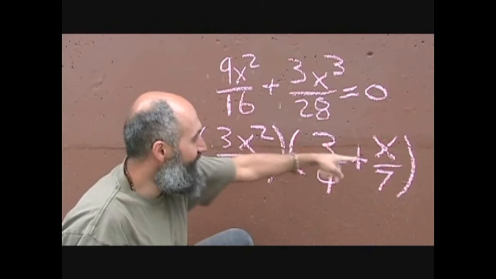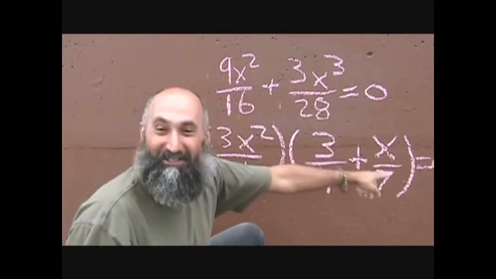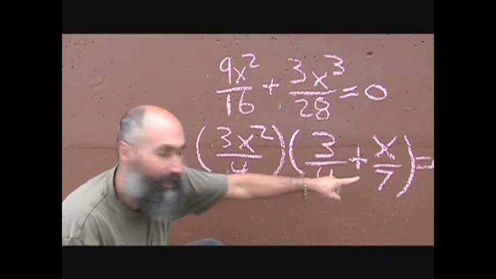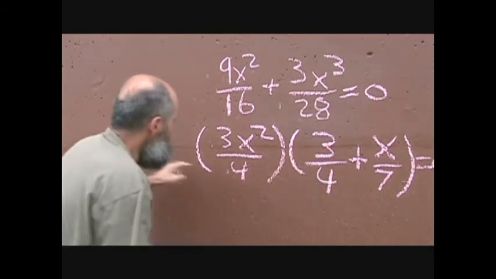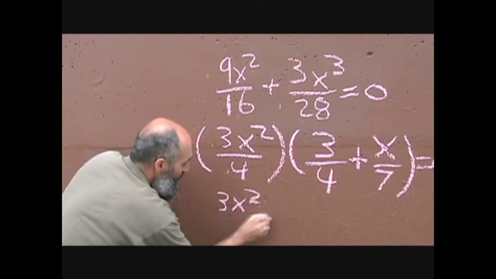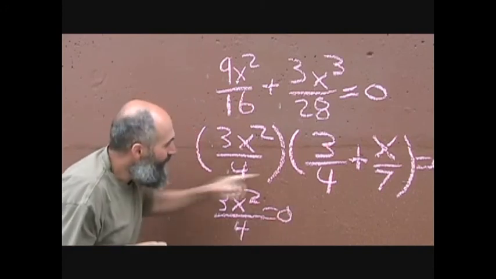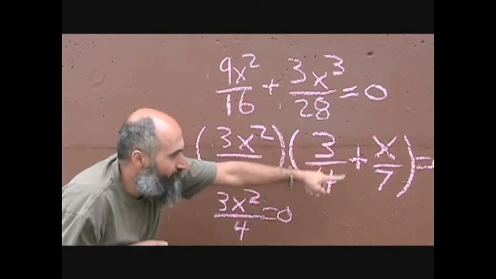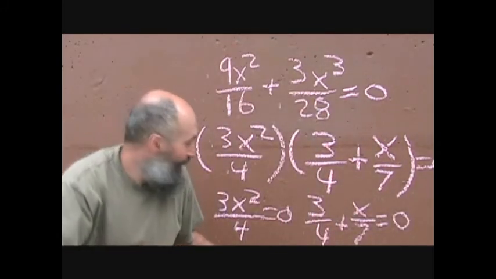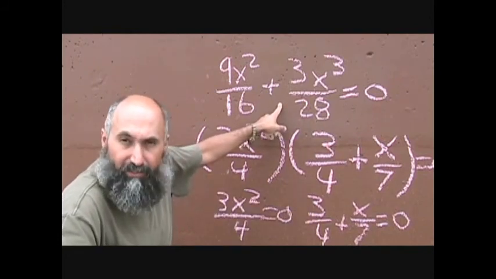Now what we had was this guy equaling 0, right? Unfortunately the 0 is not showing up, but there's a 0 there, equals 0. So all you do is you set each one of these terms equal to 0 and solve for the x. So what you're going to have here is 3x squared over 4 is equal to 0, right? And over here, you're going to have 3/4 plus x over 7 is equal to 0. And the solutions for these are going to be the solutions for this.